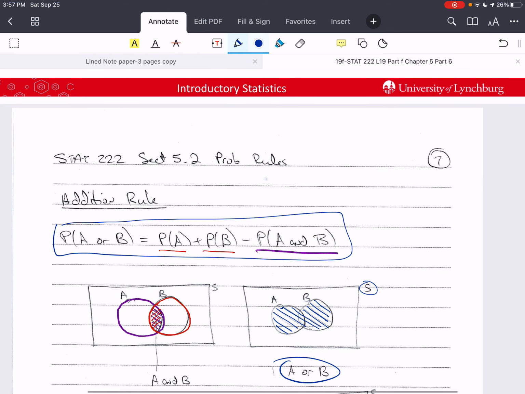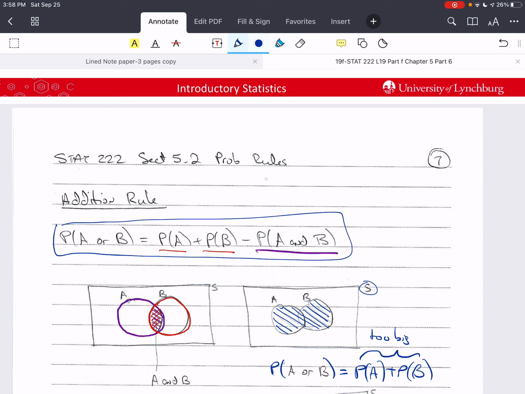So when we take the probability of A or B and we add the probabilities, which makes sense in this case, unfortunately we have too much. This is too big because we've included the intersection twice. It's because that intersection is inside of A. It's also inside of B. So since we've included it twice, we need to subtract one of those off. We're going to subtract the probability of A and B. And then this will leave us exactly what we want, which is the shaded area, with everything in the shaded area included only one time.